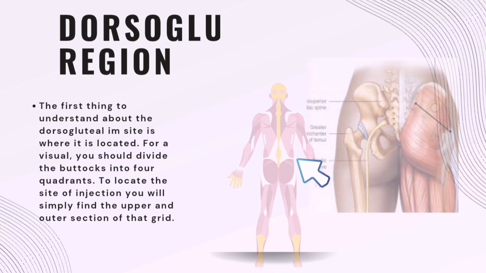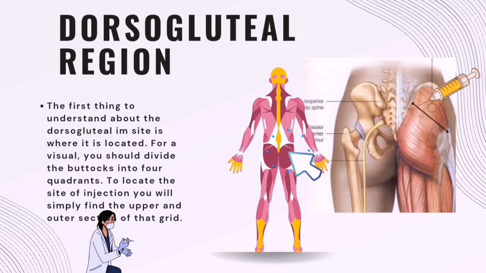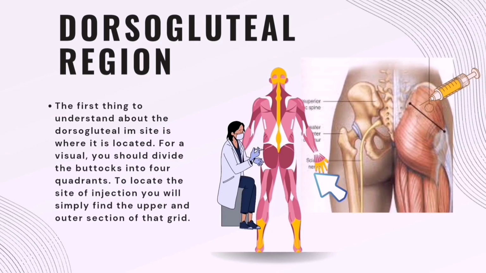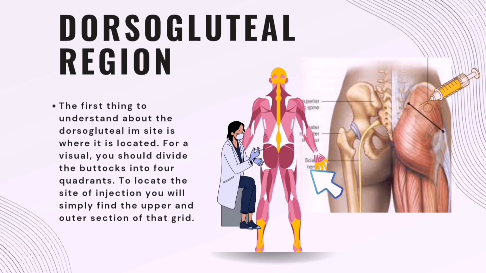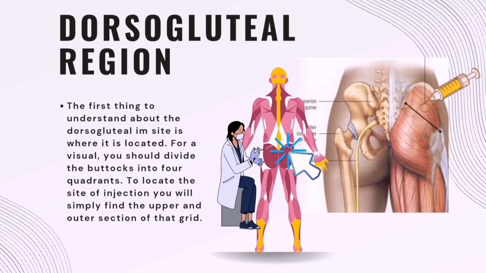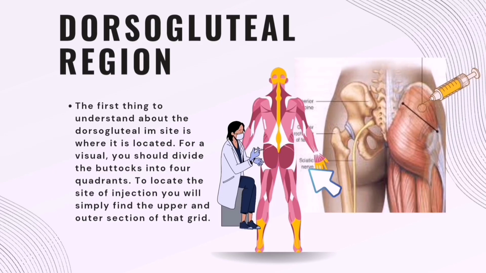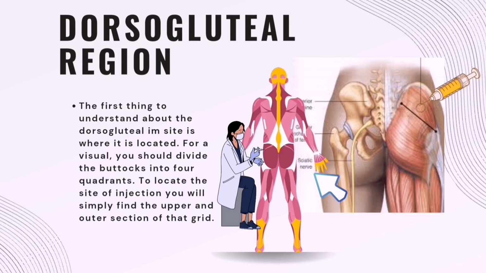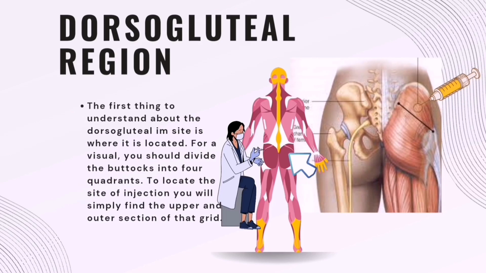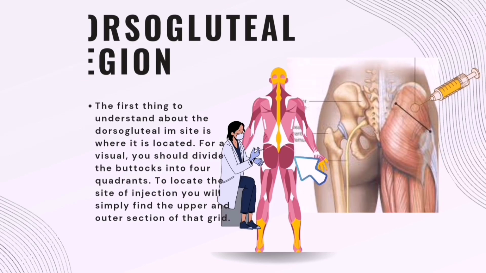Dorsogluteal region. The first thing to understand about the dorsogluteal site is where it is located. For a visual, you should divide the buttocks into four quadrants. To locate the site of injection, you will simply find the upper and outer section of that grid. Please find this picture, where our dorsogluteal muscles are and which place we need to give the injection.